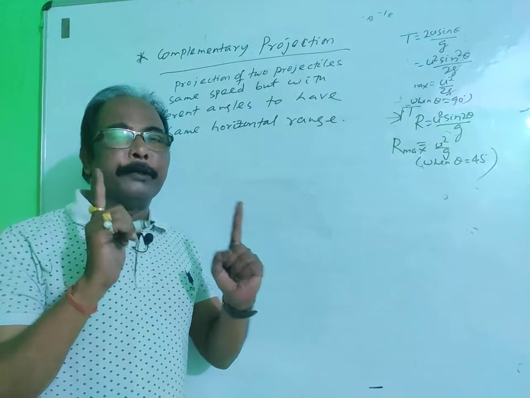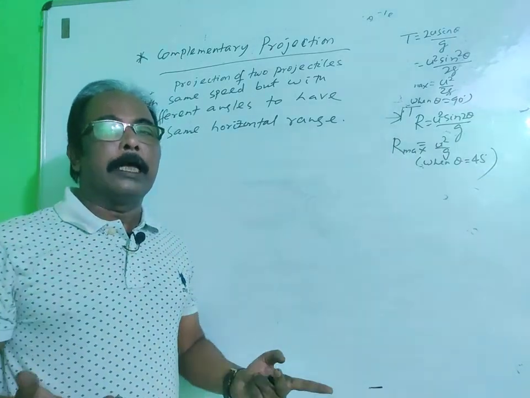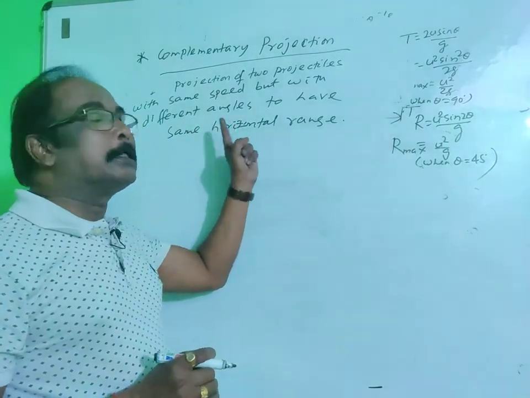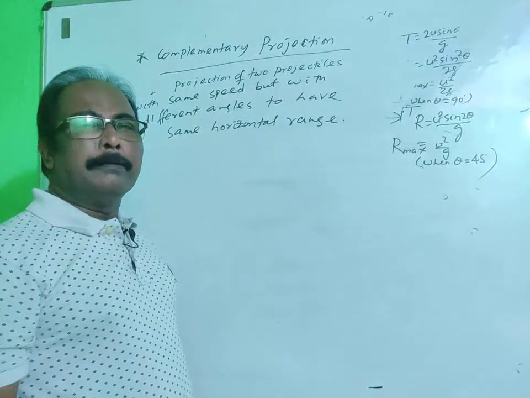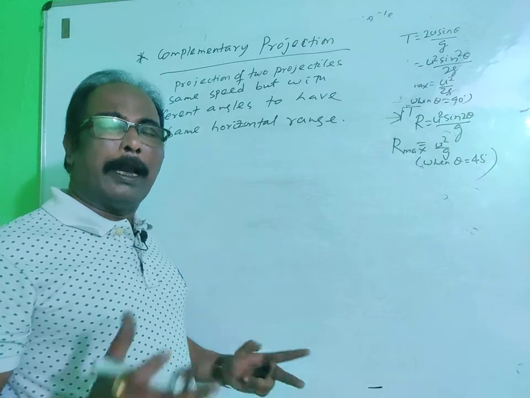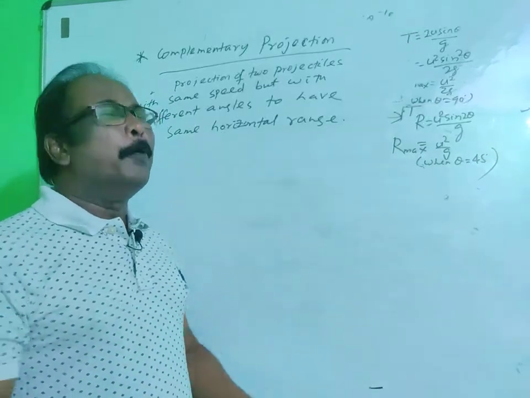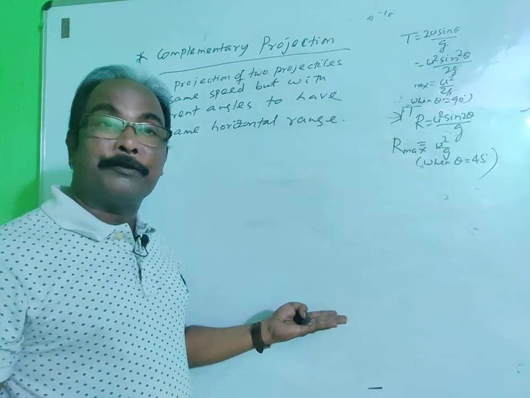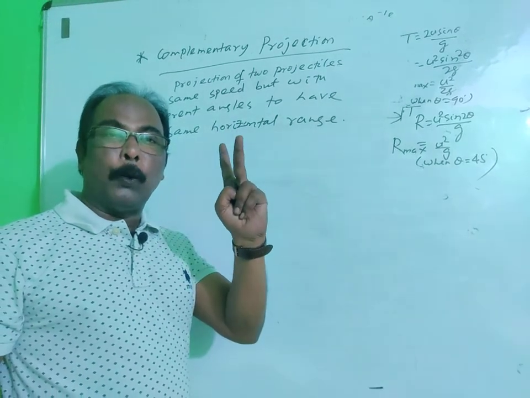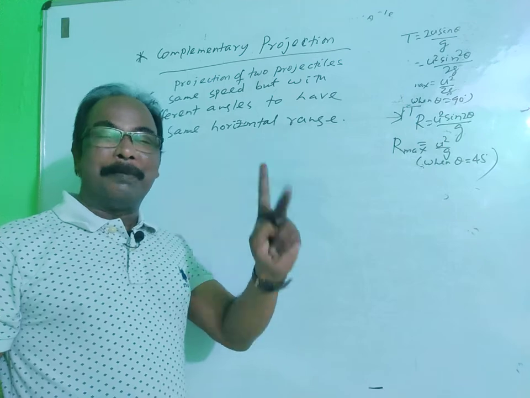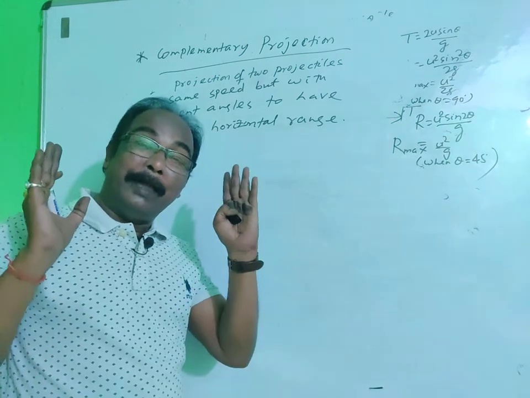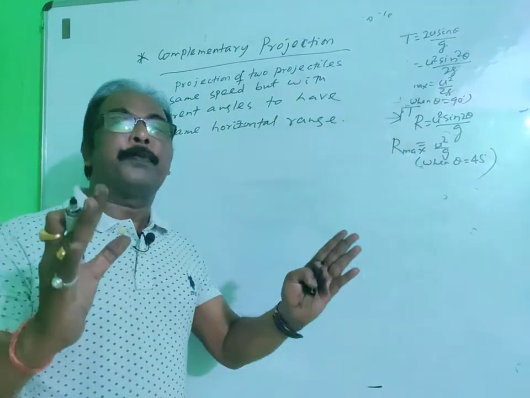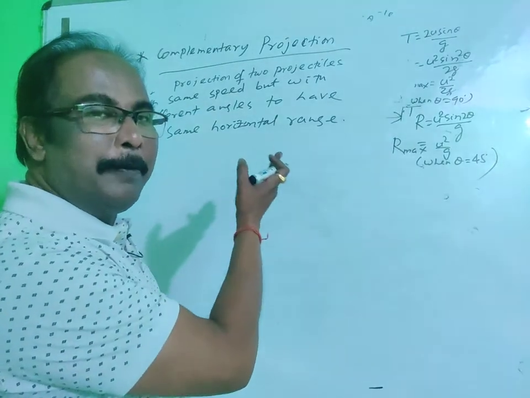This will be a longer lecture. See students, for beginners I am giving all the points and also showing how to solve the fundamental numericals, but this one is conceptual. Two angles of projection: two projectiles are thrown at different angles with the same speed to have the same horizontal range. If two projectiles are thrown with different angles but with the same speed, and they acquire the same horizontal range, then this projection is called complementary projection.